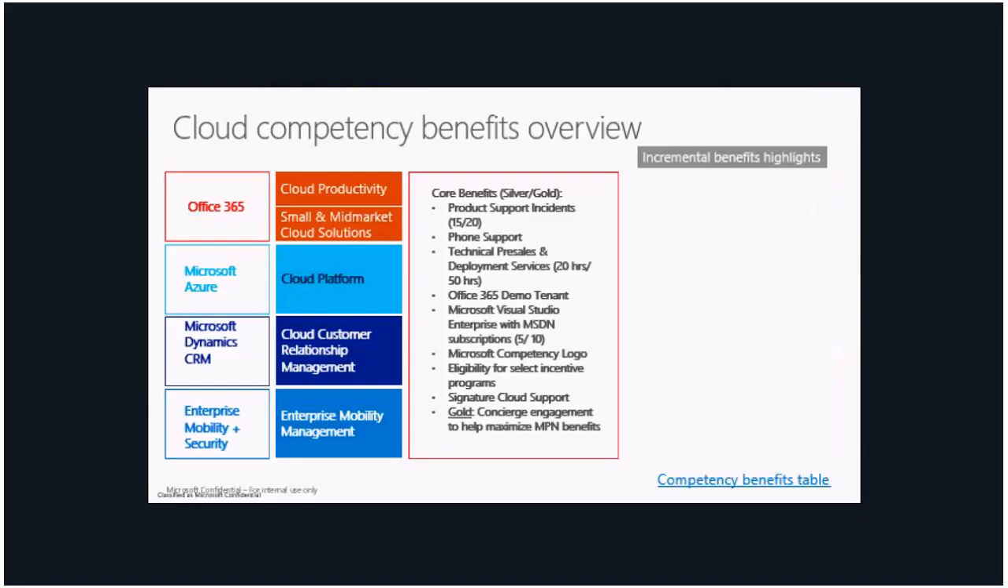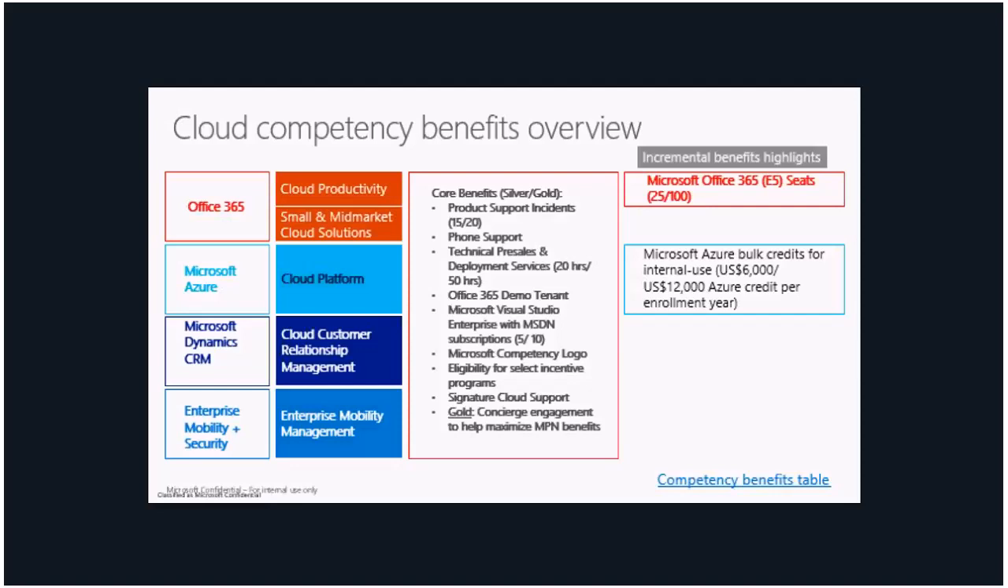Now, there are some core benefits that you get with any competency. You get some product support incidents, phone support with the MPN team, technical pre-sales deployment services, Microsoft Visual Studio Enterprise with MSDN subscriptions, the competency logo, and so on and so forth. But with a cloud competency, you get some incremental benefits as well. So for cloud productivity, you get Microsoft Office 365 E5 seats. With Azure, you get bulk credits for internal use, $6,000 for Silver and $12,000 for Gold.